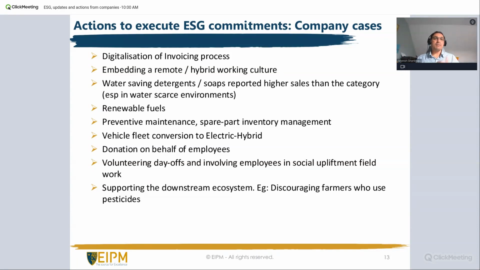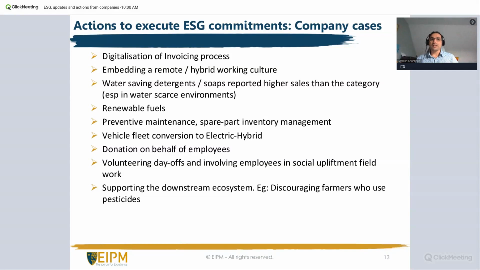Okay. So you have embedding a remote and hybrid working culture. We talk about asset optimization. This is a part of it, right? Efficiency in working for the employees as well, and that also could improve employee motivation, and so on and so forth. Some companies who have done innovation and come up with water-saving detergents or soaps reported higher sales than the overall category, especially in water-scarce environments. So they're contributing to the environment, and they're contributing to their bottom line as well, finance.